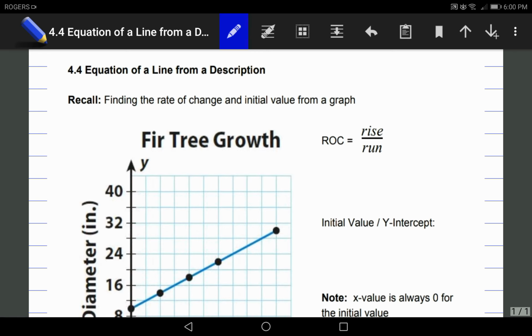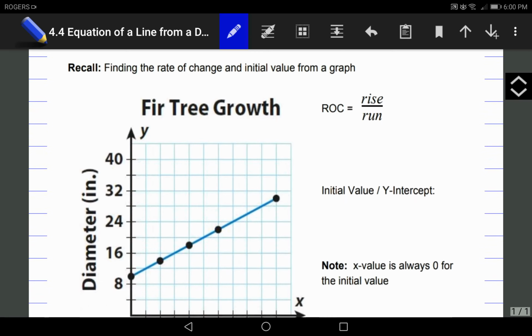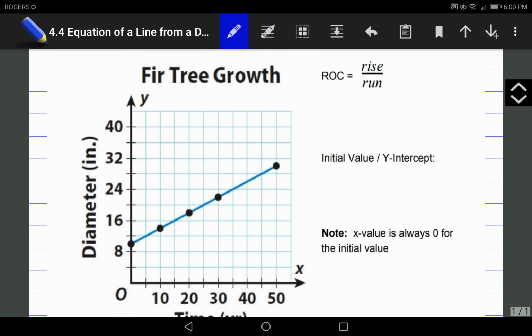But first, I do want to go over what we did in the previous lesson, and that was finding the rate of change and the rise, which is the rise over run, and finding the initial value or y-intercept from a graph. Because I think just going over that information will be beneficial for this lesson. So let's look at that now.